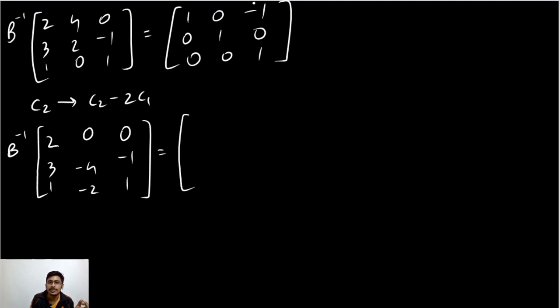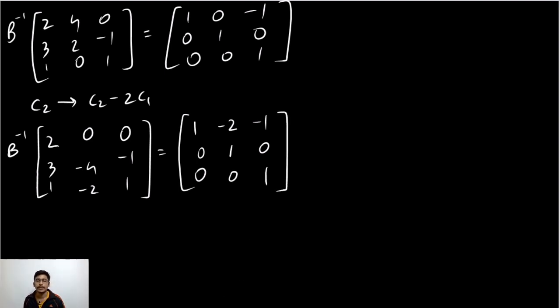It is equal to 1, 0, 0, minus 1, 0, 1, but then I have to subtract it, correct? So what will it be? Minus 2, 1 and 0. Okay, so that is done. So we found our two zeros over here.